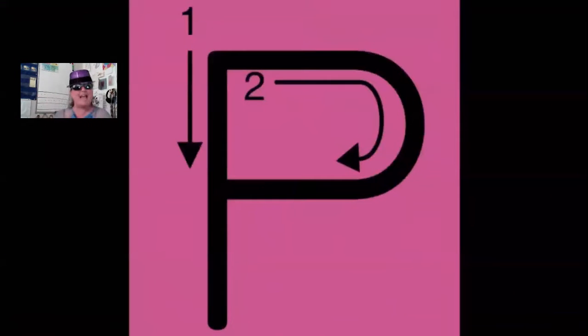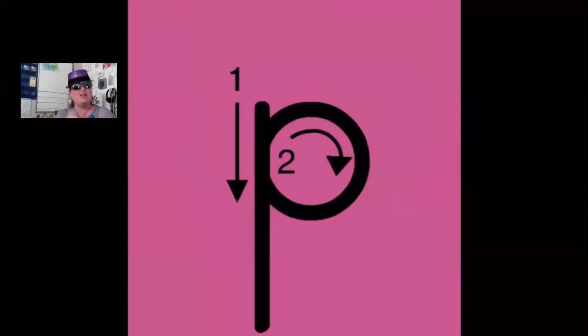Write an uppercase P in the air. Go down and rainbow to the side. Uppercase P, down and the rainbow to the side. Write an uppercase P in the air. Write a lowercase P in the air. Line down, circle to the side. Write a lowercase P in the air.